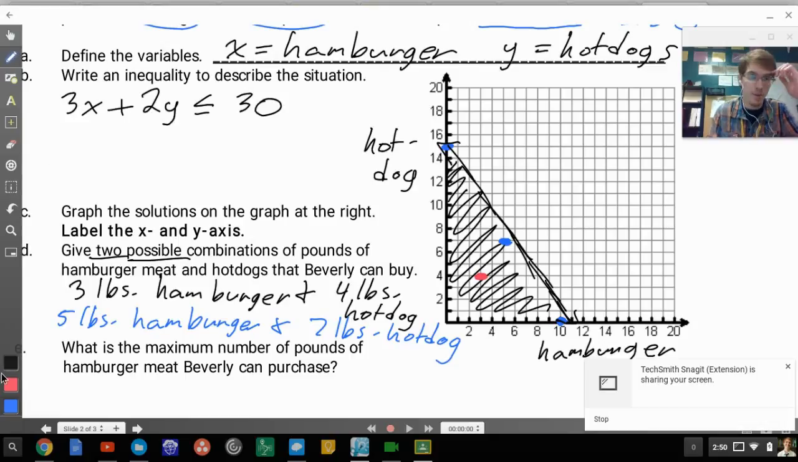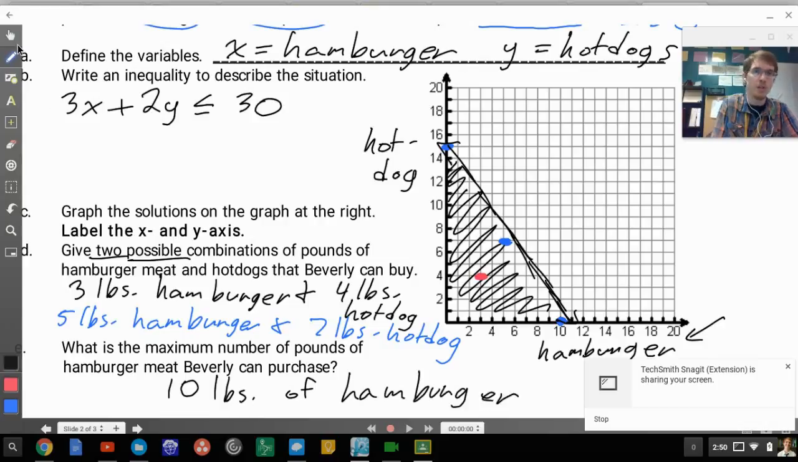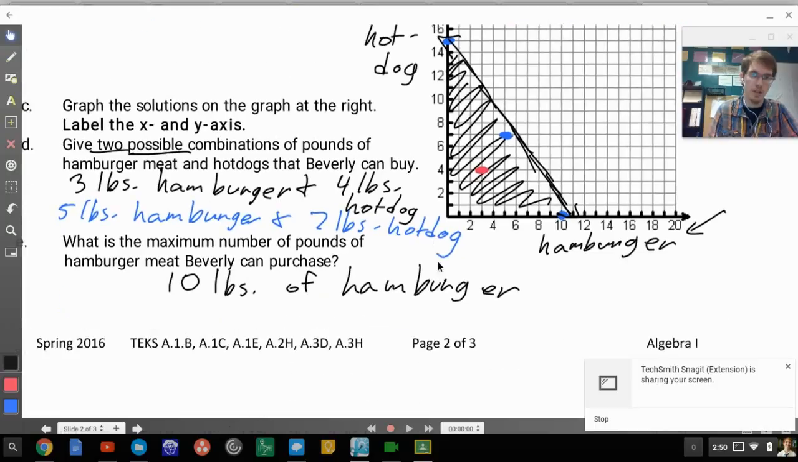Okay, and then this last question, what is the maximum number of pounds of hamburger she could purchase? Well, again, hamburger is the X down here. Okay, it's all down here. So the maximum we have on our graph is 10. So 10 pounds of hamburger. And there we have it.